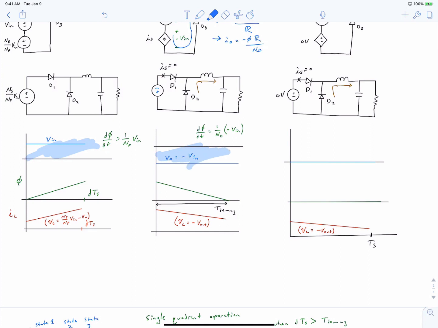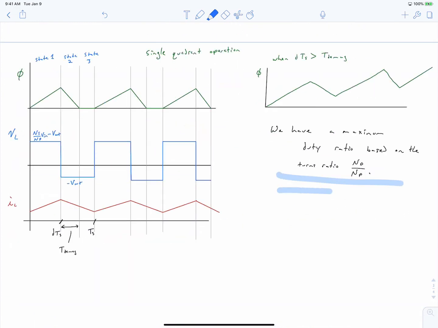We can see that when we have the same number of turns, our demagnetizing time is going to be equal to the time that we have our MOSFET on. That is, the demagnetizing time equals D times TS. And that means that in this situation, we have to keep the duty ratio of our MOSFET below 0.5. So if it takes exactly the same amount of time to magnetize the core as it does to demagnetize the core, we can only magnetize the core over half of the switching interval.